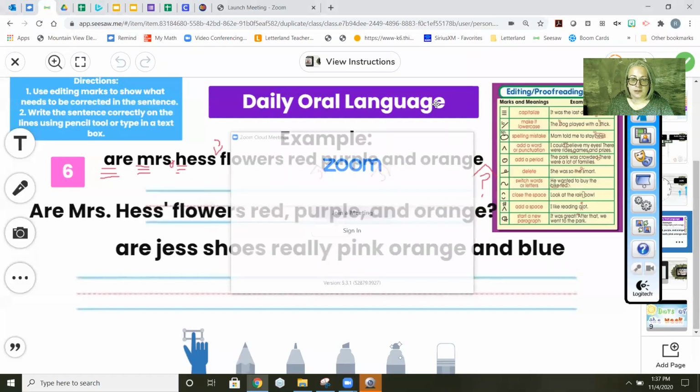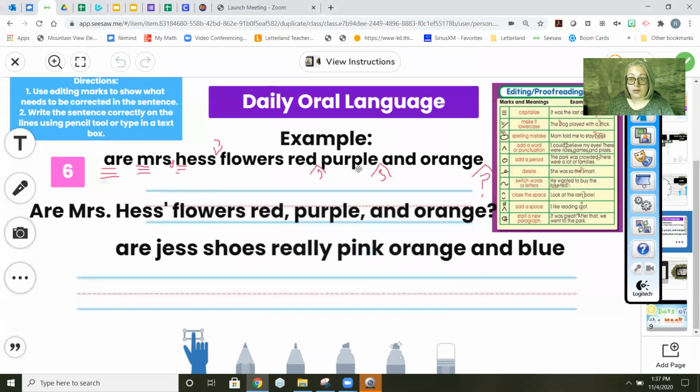All right. So on daily oral language, I want to pay attention to our sentence. Our example one says, are Miss Hess's flowers red, purple, and orange? So you capitalize the beginning of the sentence, Mr., Mrs., and then it's an abbreviation. So you have to do your little period or a dot, and then the last name Hess.